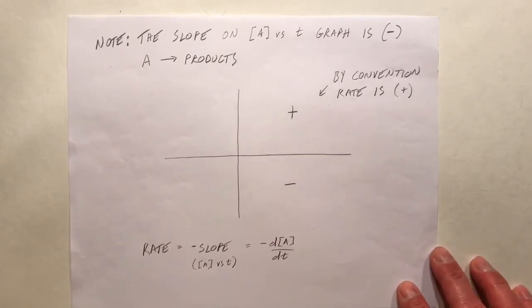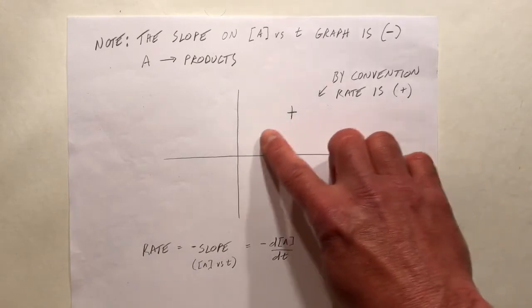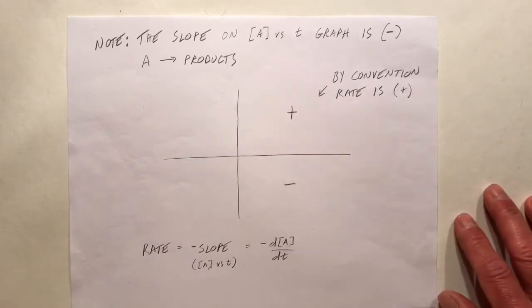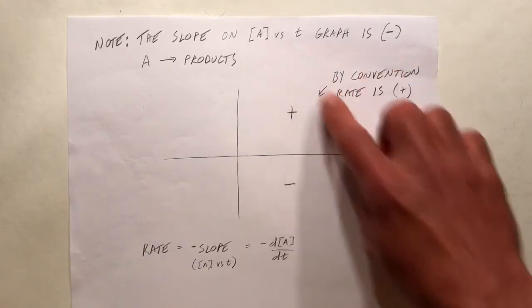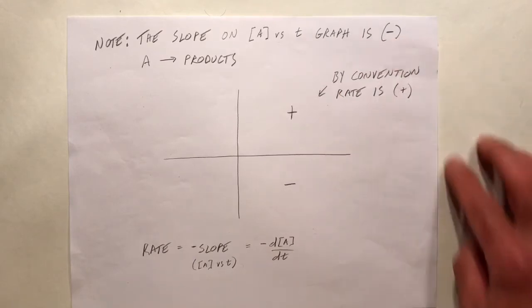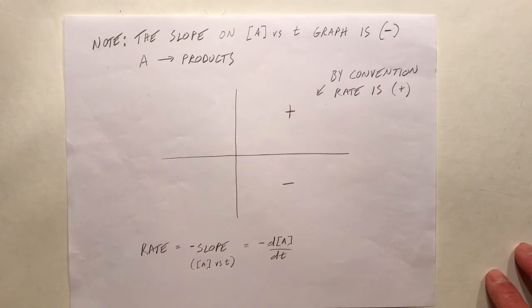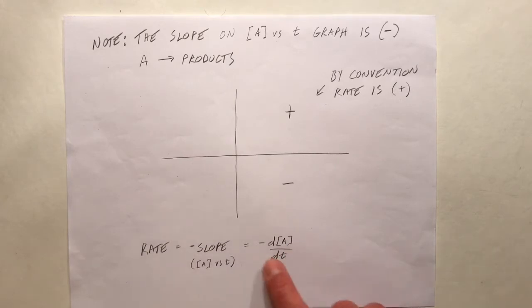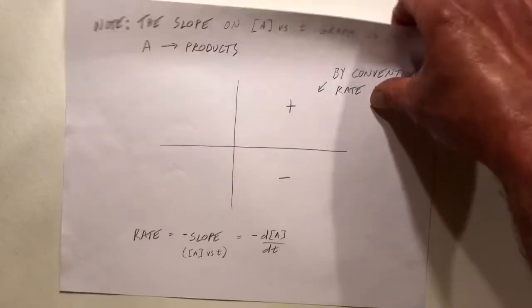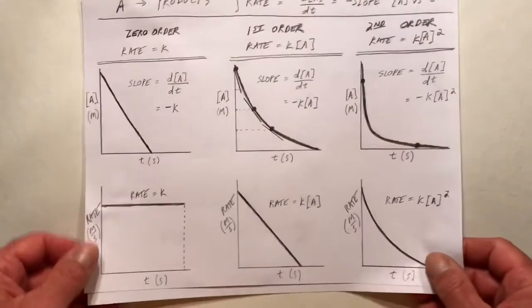Well, we don't really want to do that, right? We want to graph out rate up in this quadrant. So the slope on a concentration versus time graph is always going to be negative when A is forming products. And we make the rate a negative of that slope. So a negative of that negative slope makes a positive. So that's why we make that rate positive, so that we can graph it out up there. So, do we really have to do all this graphing, though?